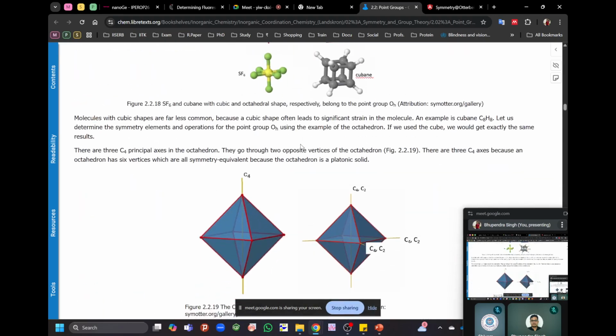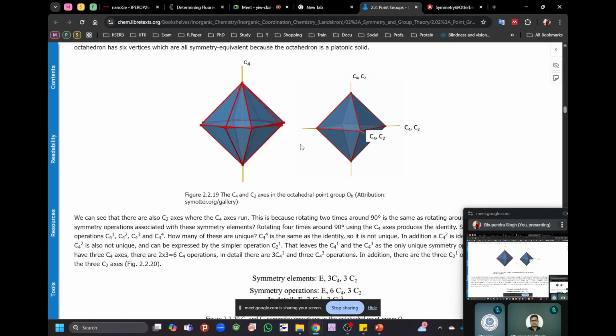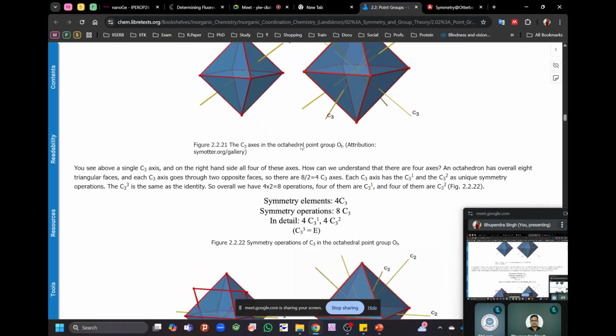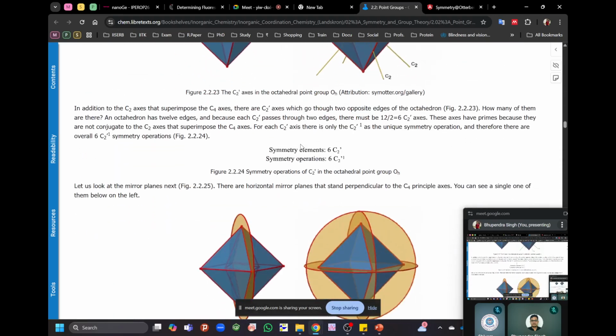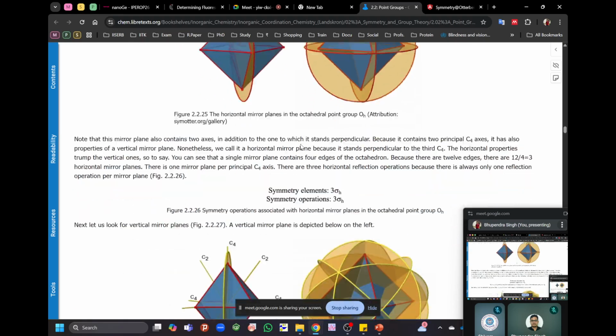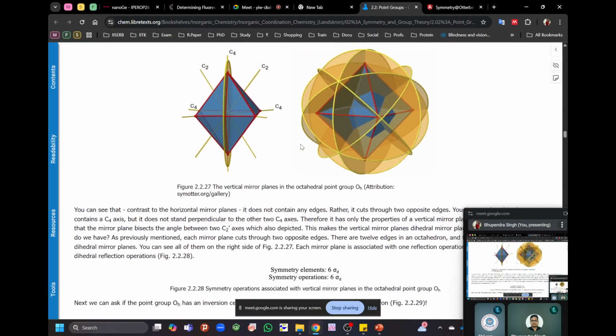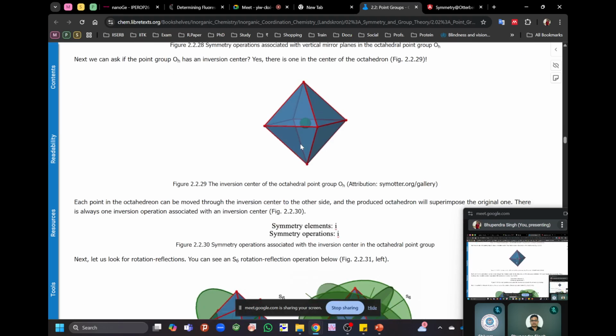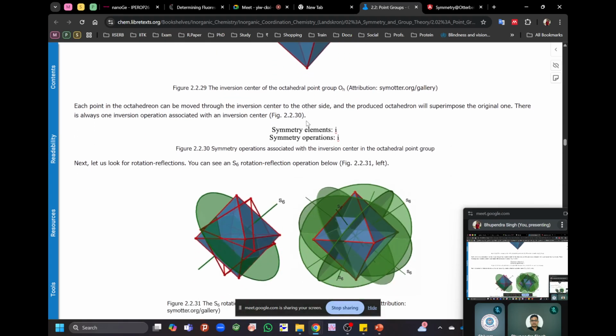See, for the octahedral, they first tried to find the axes of rotation: C4, C3, C2. Then they tried to find the planes of symmetry: sigma s, sigma d. Third, they tried to find the inversion center I. Of course, this is the inversion center. You can simply rotate, I mean visualize. I is present here.